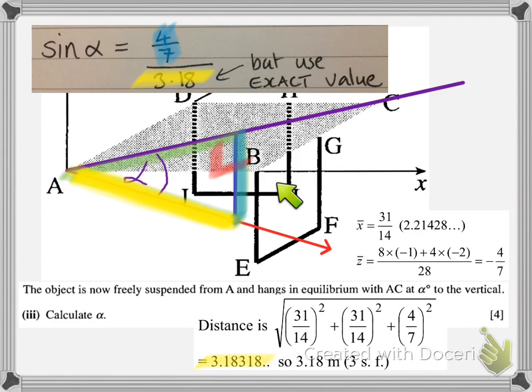So here then we just finally finish up by saying that sine alpha is opposite, which is 4/7, the Z coordinate, or the modulus of the Z coordinate anyway, divided by 3.18, which is the hypotenuse, and we'll actually use the exact value. So if this has been stored in your calculator, or leave it as a surd and a fraction and use that value, and then we'll take alpha is the inverse sine of this, and we'll round the answer to 3 significant figures and give our units, which will be degrees, as that's what we were asked for.